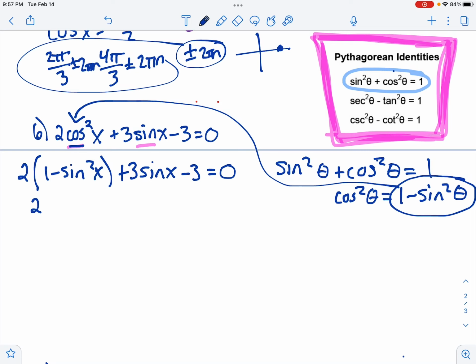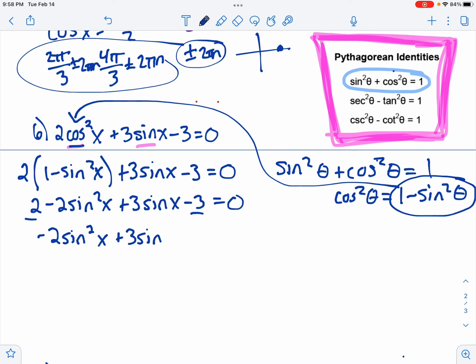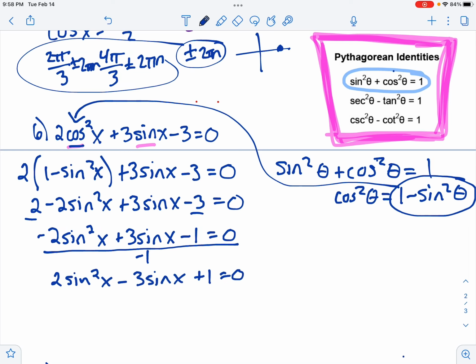Let's simplify it down. So I'm going to distribute my 2. I have 2 minus 2 sine squared x. Bring everything else down. Combine those like terms. So negative 2 sine squared x plus 3 sine x minus 1. Now remember, when we're factoring, when it's equal to 0, we can get rid of that negative that's out in front of the x squared by dividing everything by a negative, both sides. So really we have 2 sine squared x minus 3 sine x plus 1.